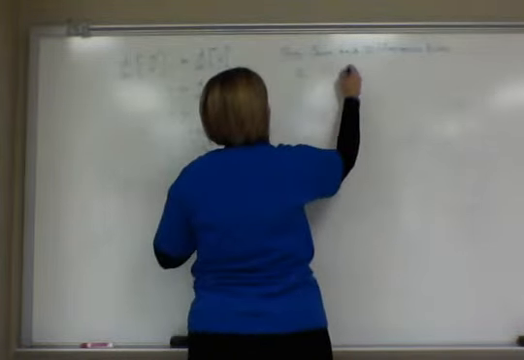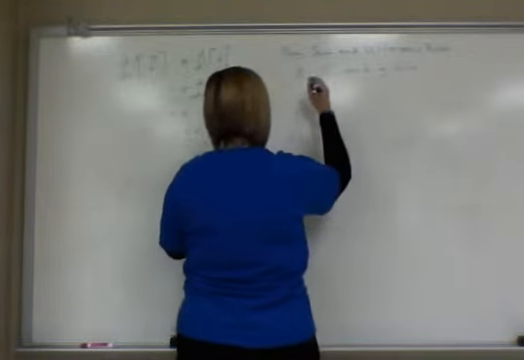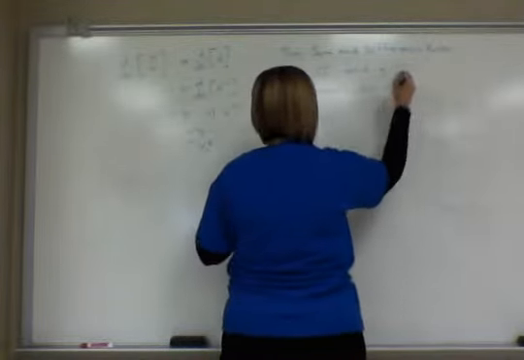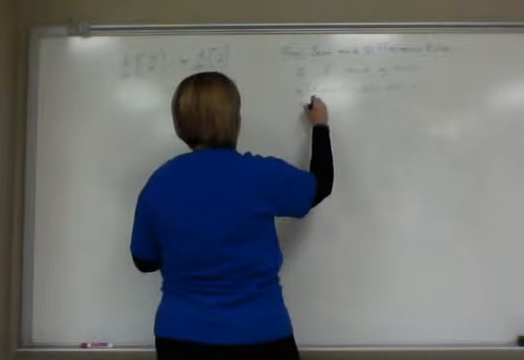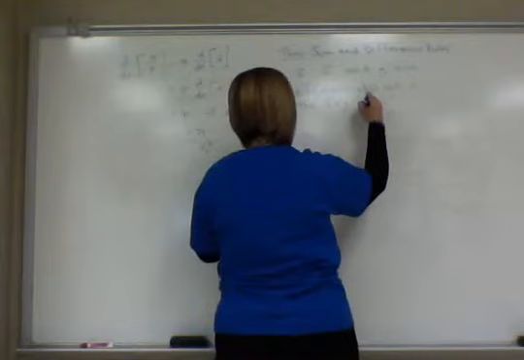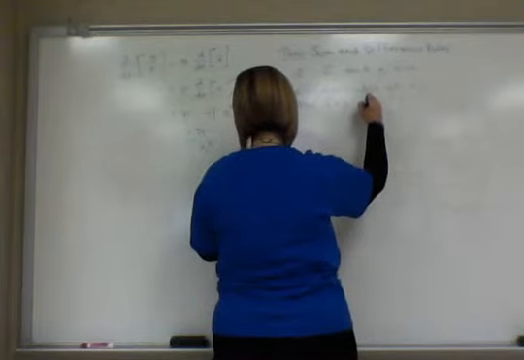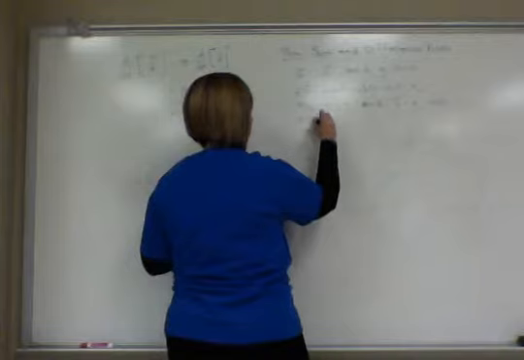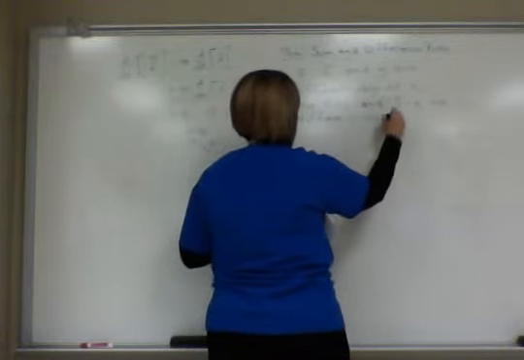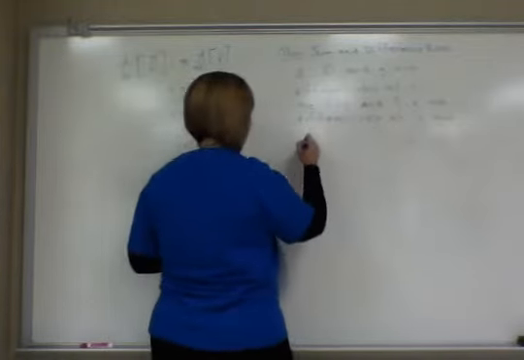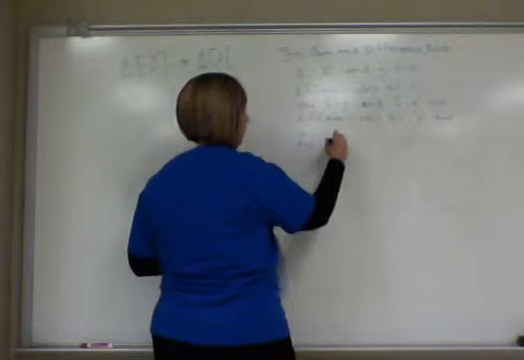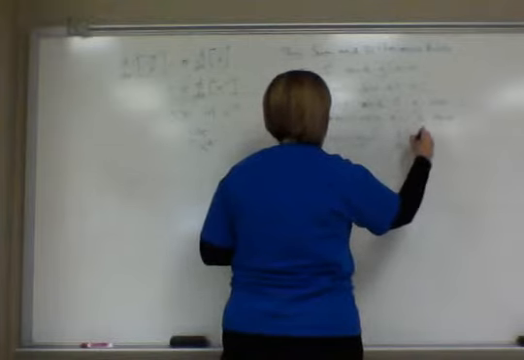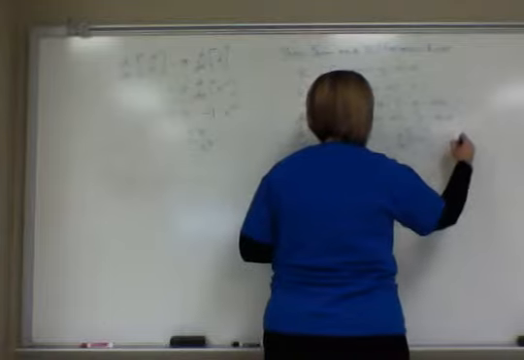If f and g are differentiable at x, then f plus g and f minus g are differentiable at x, and the derivative of f of x plus g of x is equal to the derivative of f of x plus the derivative of g of x.